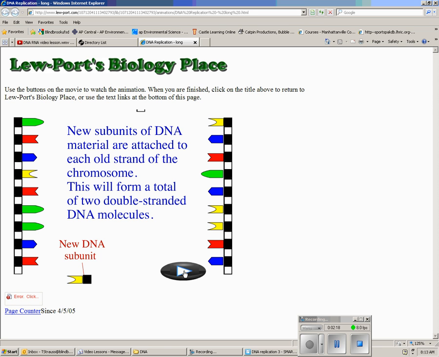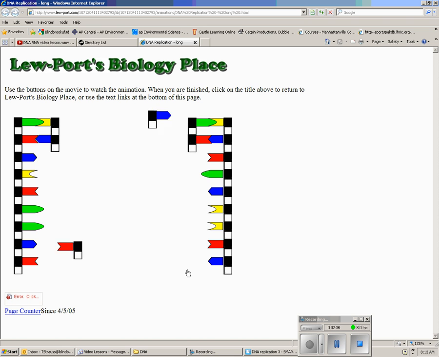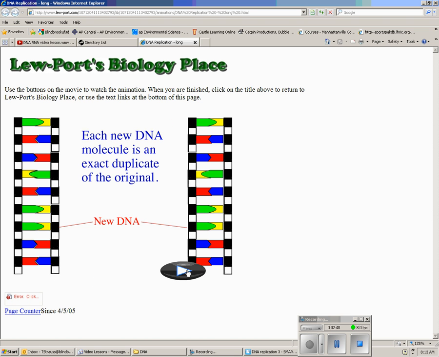Now, subunits of the DNA are going to be attached to the old chromosome, and so we're going to end up with two double strands. And then we're going to attach these new subunits. And remember, we take in a lot of these nutrients, and our cells are going to break them down so that we have the needed materials to do this. So these new subunits are going to match up with the complementary bases. So we know that A goes with T and C with G. Now we get an exact copy twice from the original that we had.